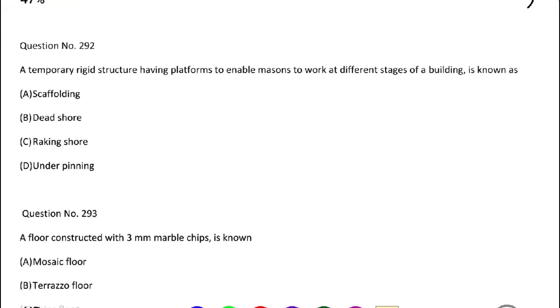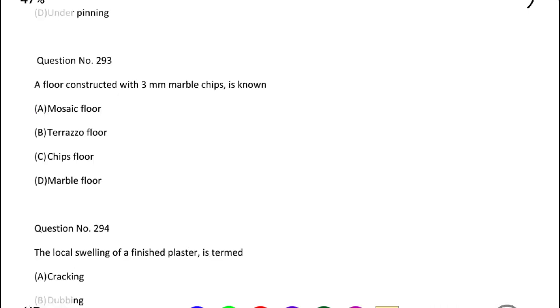Next question, a temporary rigid structure having the platform to enable masons to work at different stage of building is known as option A scaffolding, option B dead shore, option C raking shore, option D underpinning. The correct answer is option A scaffolding. Next question, the floor constructed with 3 mm marble chips is known as option A mosaic floor, option B terrazzo floor, option C chips floor, option D marble floor. The correct answer is option B terrazzo floor.